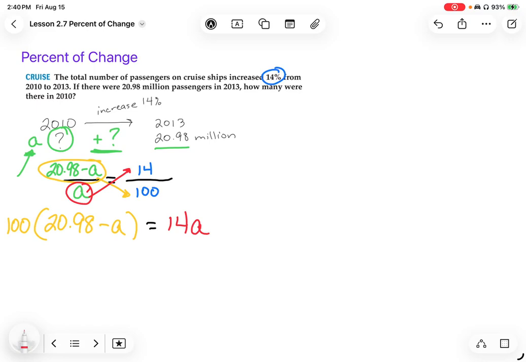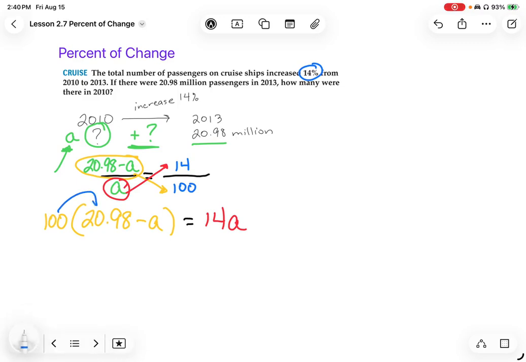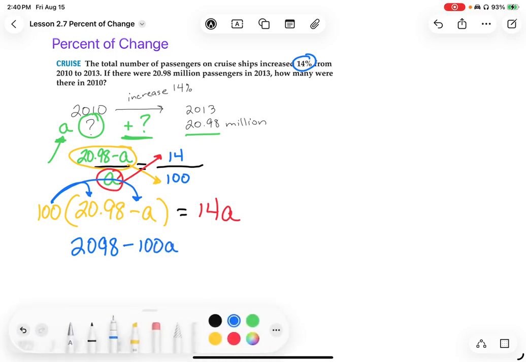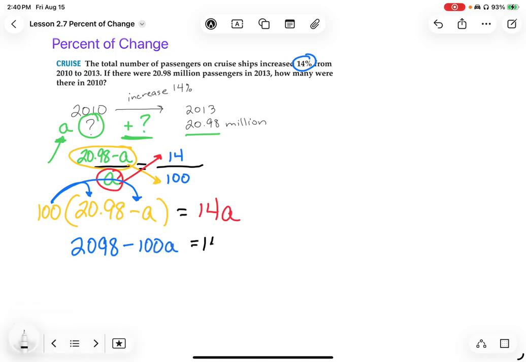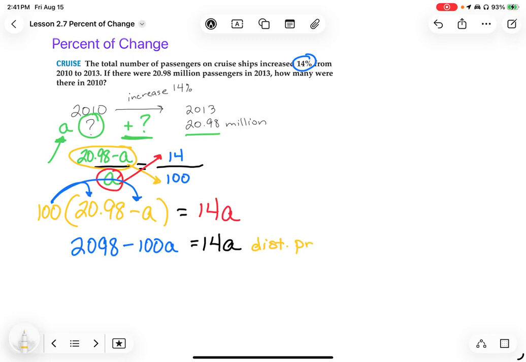Okay, so let's go ahead and do our distributive property here. So we're going to do 100 multiplied by 20.98, which is very simple. Multiplying a decimal by 100 is easy. We just move the decimal point over. And then we've got 100 times A, which is just 100A. Pretty easy. And it equals 14A. So this is what it looks like after doing the distributive property. Let's make sure we show our work by putting the property we used, distributive property.